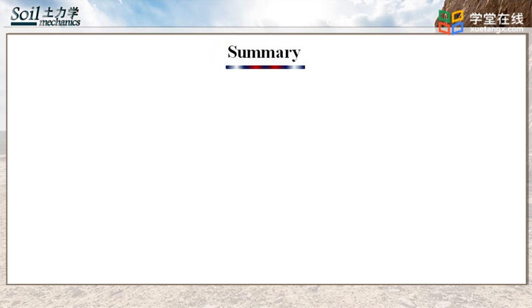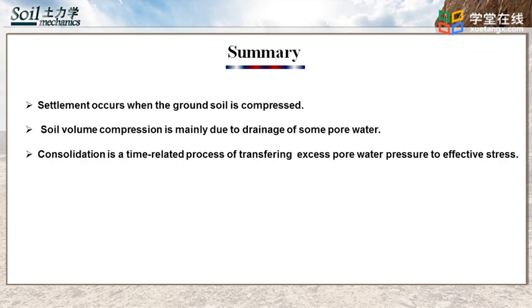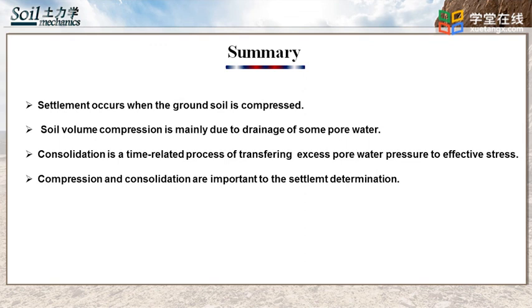A summary: settlement occurs when the ground soil is compressed. Soil volume compression is mainly due to drainage of some pore water. Consolidation is a time-related process of transferring excess pore water pressure to effective stress. Compression and consolidation are important to the settlement determination.